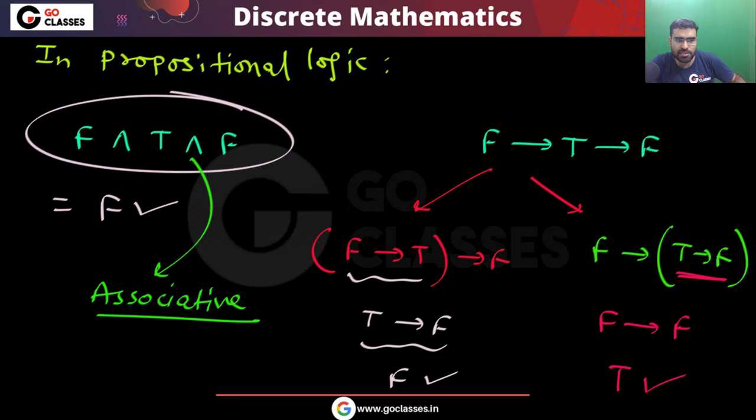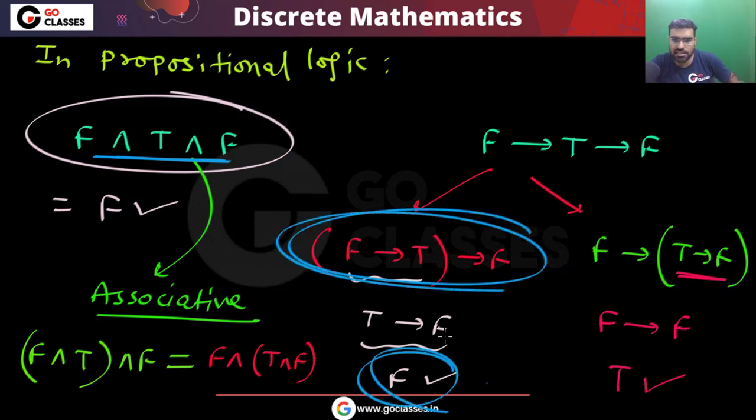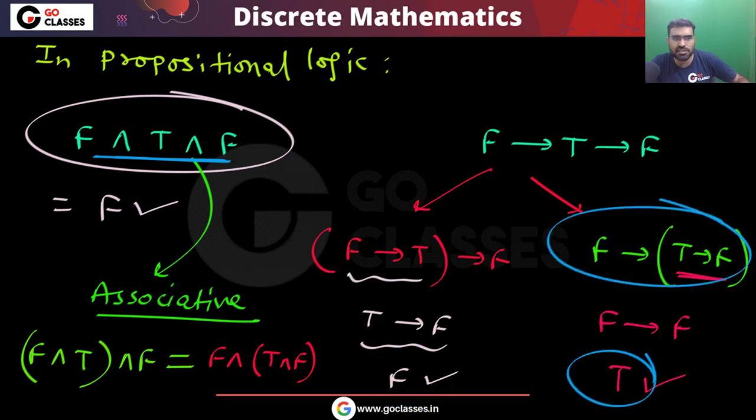Means what I am saying? I am saying that if I do this first conjunction first, then the answer will be same as if I do the second conjunction first. So that is the reason I am saying if I give you this expression, there is no ambiguity. Your final answer will be false. But if I give you this expression, then you will ask me, sir, should I do this first or should I do this first? Because depending on how you evaluate, if you evaluate like this, answer will be false. If you evaluate like this, answer will be true.